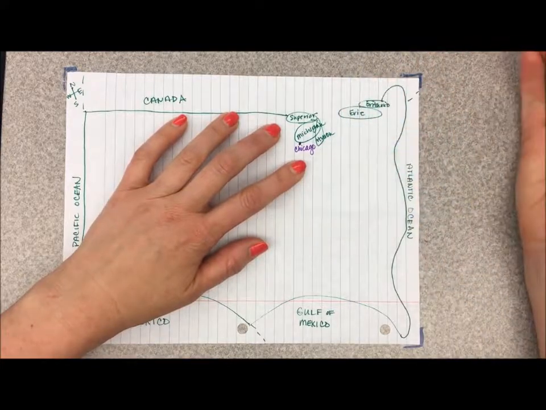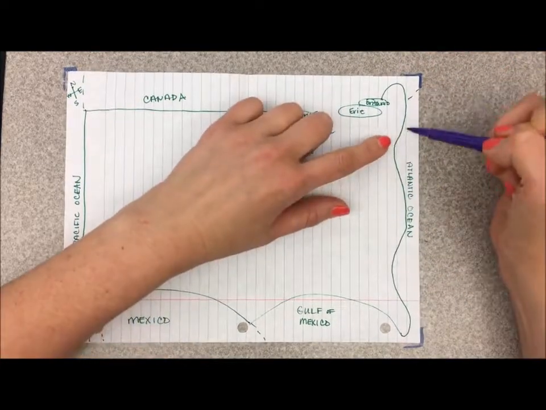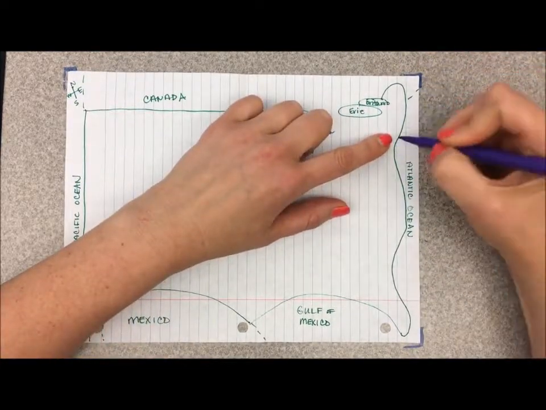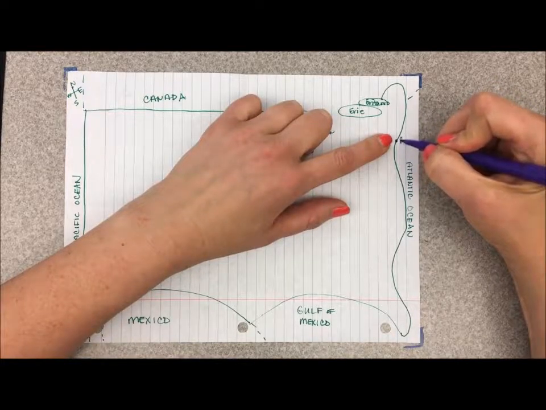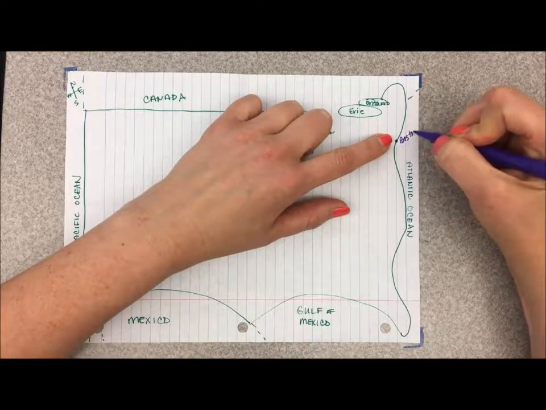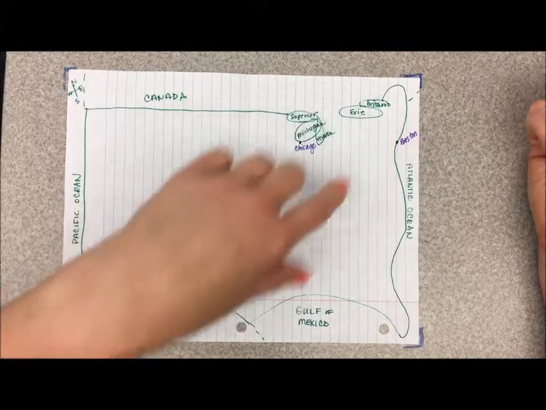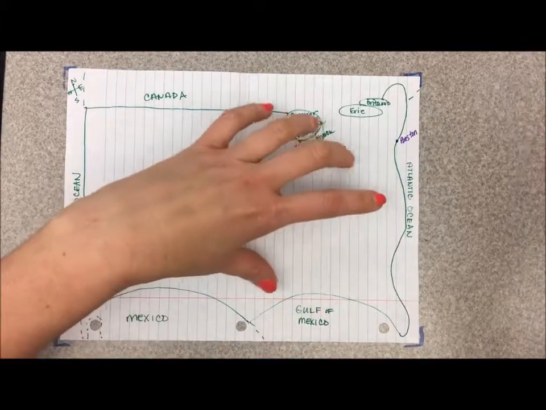Then we're going to move over to the East Coast. About where we came in here is the city of Boston. Remember, this is a rough map of the United States. Now we're going to mark Washington, D.C.